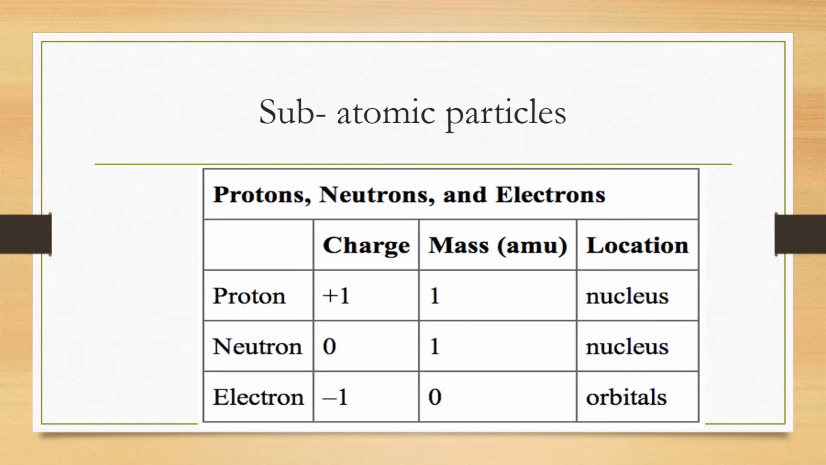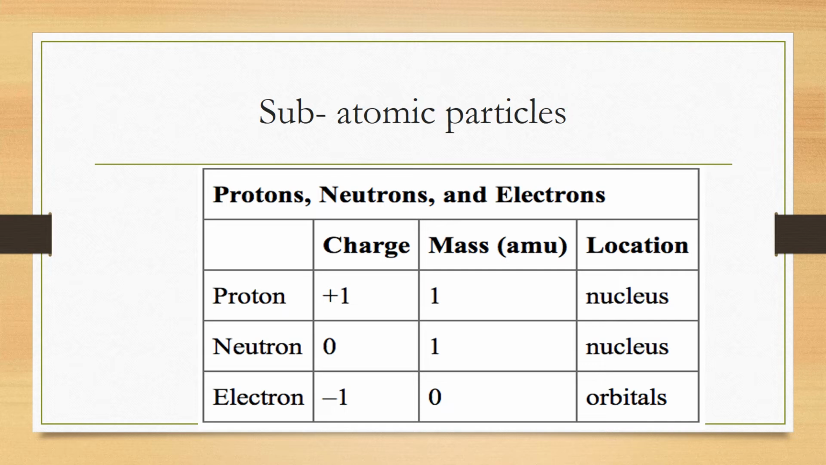This table, you must know it very well. When looking at an atom, you should know that it has protons, neutrons and electrons, and you should know the location. Where do we find the protons? In the nucleus. Where do we find the neutrons? In the nucleus. Where do we find the electrons? In the orbitals or in the shells. You are also required to know the charge. The charge of protons is positive. The charge of neutrons is neutral. Electrons are negatively charged.